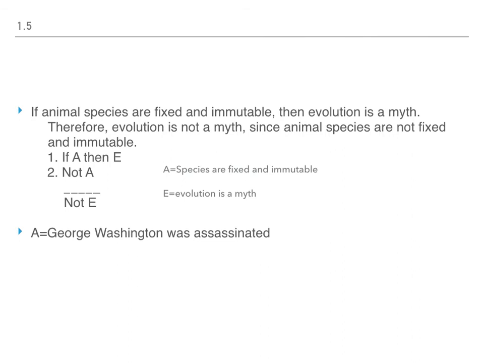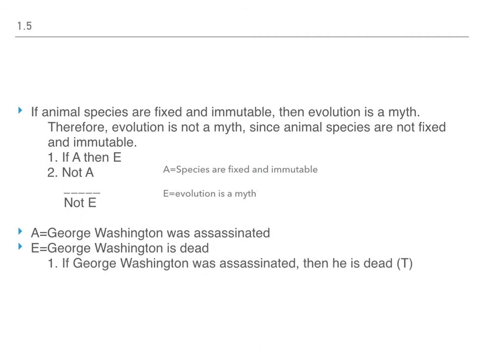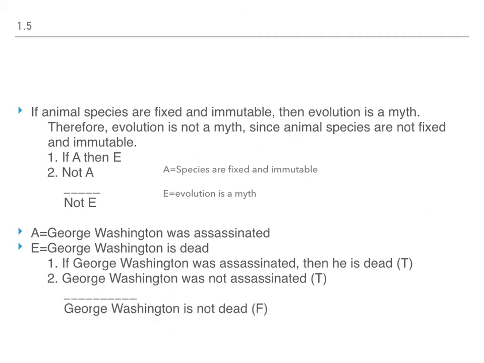So suppose that we use A for the proposition that George Washington was assassinated, and we use E for the proposition that George Washington is dead. Then we could translate those previous sentences as saying that if George Washington was assassinated, then he is dead. That is, of course, a true sentence. If someone is assassinated, then they are dead. Second premise would now say that George Washington was not assassinated, which is true. He did not die from assassination. And so the conclusion would be that George Washington is not dead.